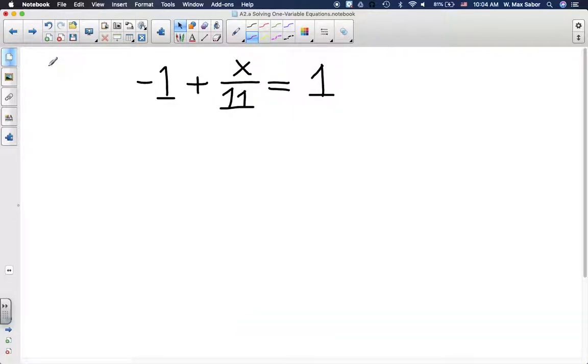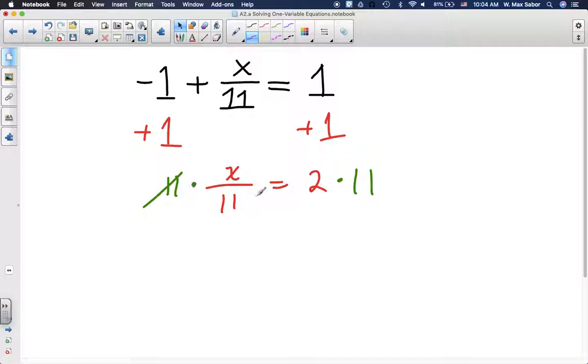Last question here. This is the first thing that would happen to the variable. This is the second thing that would happen. So I'm going to undo this one first. This is a negative 1, so we're adding 1. X over 11 equals 2. And now this is division. The inverse operation of division is multiplication, so I'm multiplying by 11. So x equals 22.